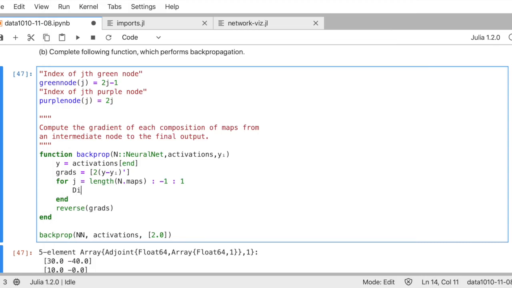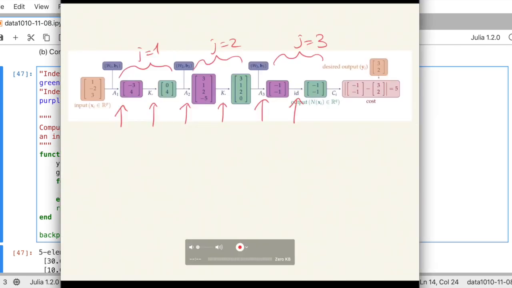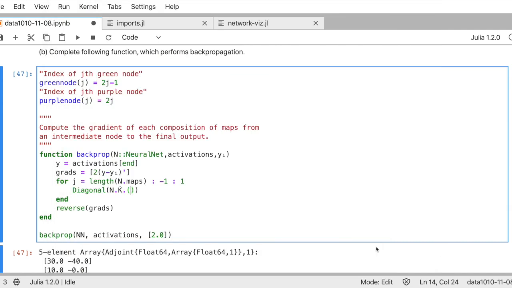So for the activation, what we'll do is compute the diagonal matrix with the activation derivative k dot mapped over the vector of values coming into that function k. So if we're talking about the jth map, then the values coming into the activation are in the jth purple node. And we have a function purple node which tells us the index of the jth purple node in the full list of activations computed during forward propagation. So the jth purple node, we extract that activation, we map k dot over it, form a diagonal matrix. That's the gradient of that step.